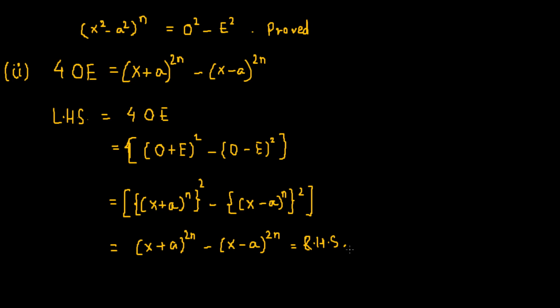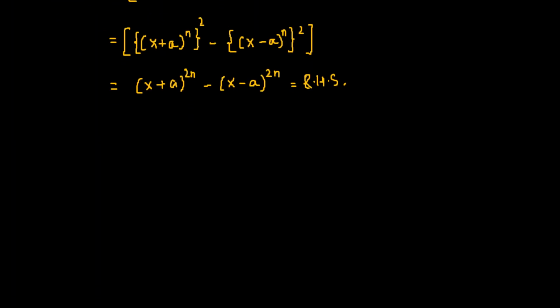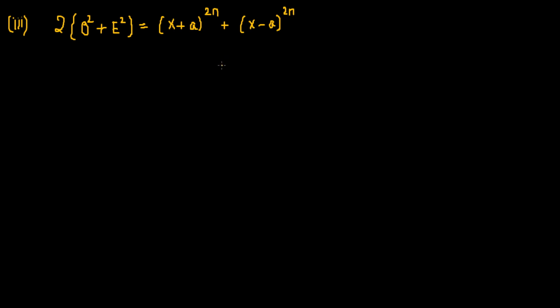And the final one, where we need to find out, is again a proving question. 2 times (O squared plus E squared) must be equal to (x plus a) all raised to the power of 2n plus (x minus a) all raised to the power of 2n. Okay, so how shall we do it? That's very easy. So we'll start from the right hand side this time.